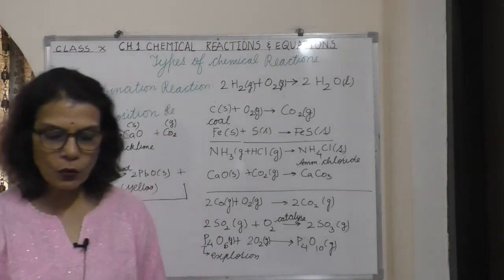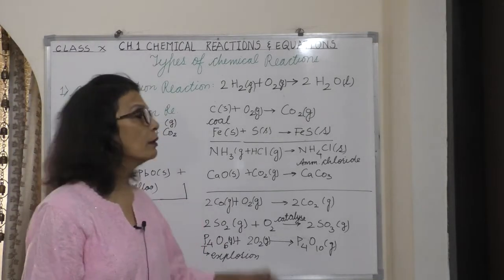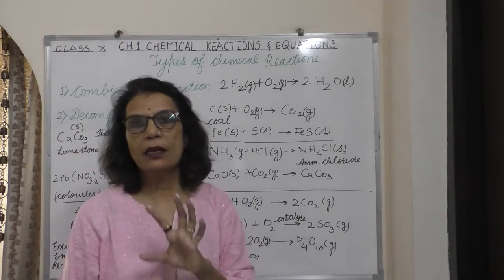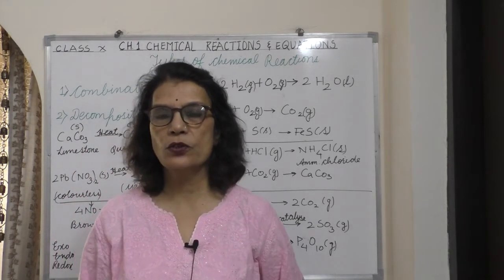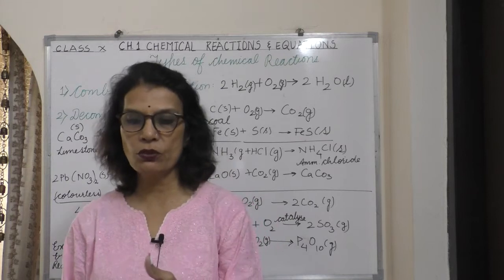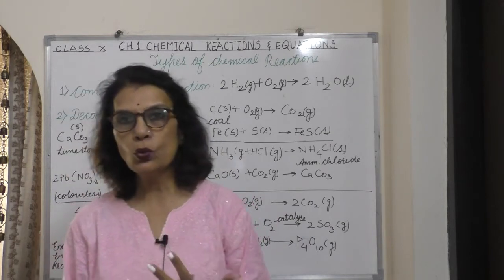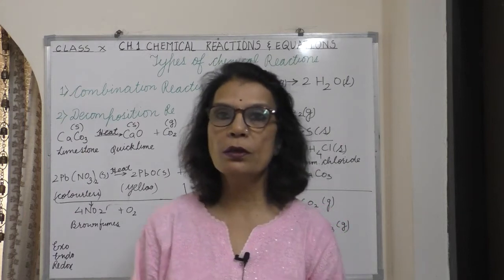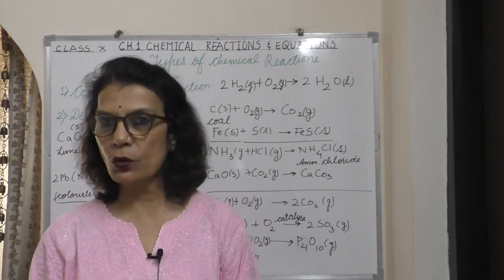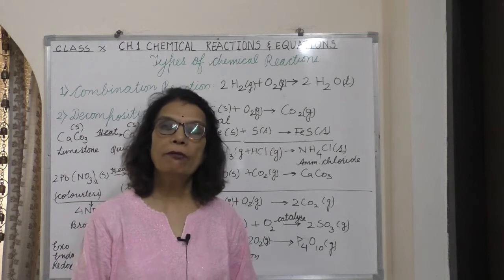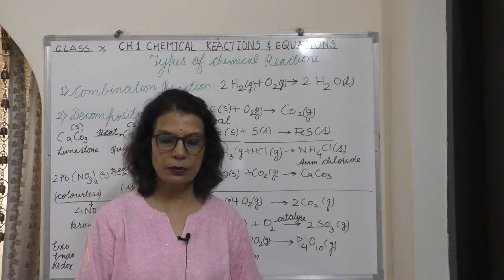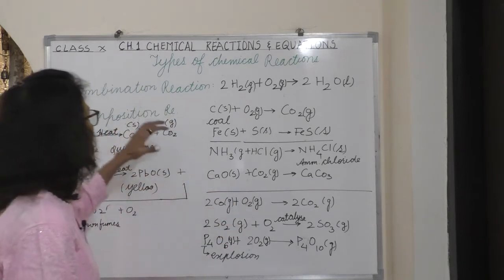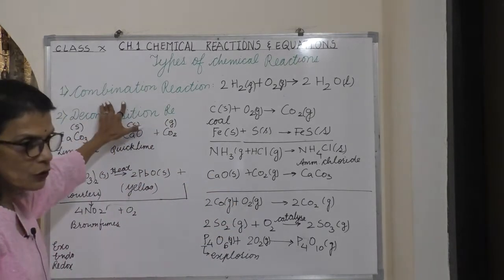Now continuing the topic, we are going to learn about types of chemical reaction. Majorly there are 5 types of chemical reaction. Number 1, combination reaction. Number 2, decomposition reaction. Number 3, exothermic reaction. Number 4, endothermic reaction. Number 5, redox reaction. Today the first topic is combination reaction.